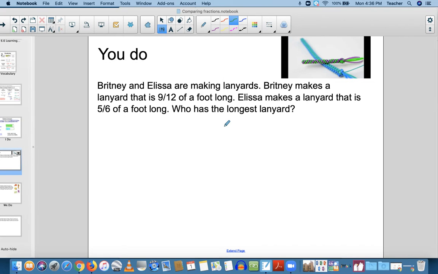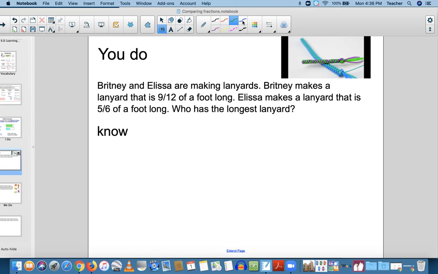Let's check your work. Britney and Elissa are making lanyards. Britney makes a lanyard that is 9/12 of a foot long. Elissa makes a lanyard that is 5/6 of a foot long. Who has the longest lanyard? Well, what do we know?